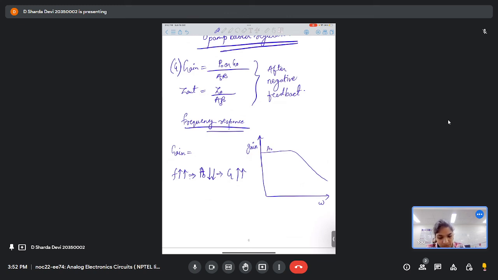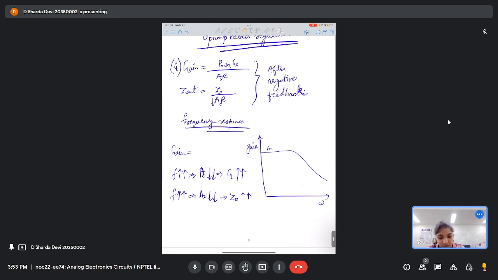So when we increase the frequency, what happens is this A naught will reduce. Earlier the Z naught was less, now the Z naught will start increasing as the denominator is reducing, right? So this is how the frequency response changes after the negative feedback. Hope this is clear.